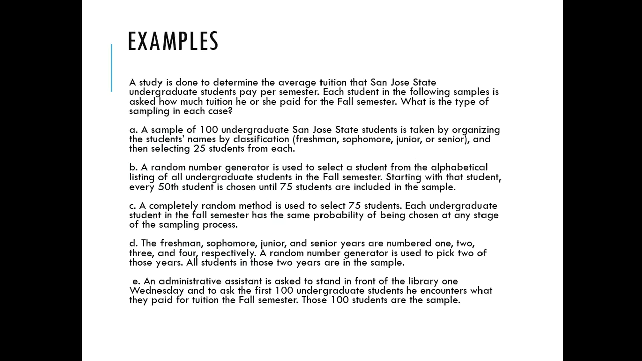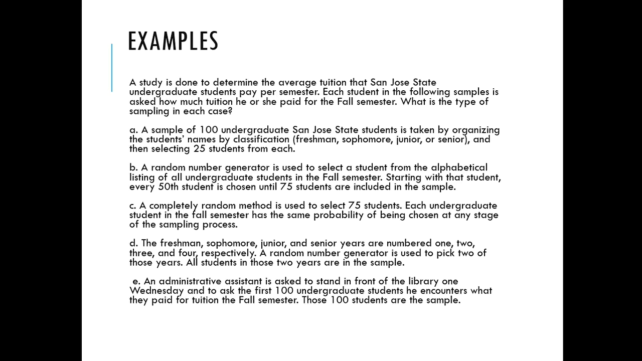So let's look at some examples. A study is done to determine the average tuition that San Jose State undergrad students pay per semester. Each student in the following sample is asked how much tuition he or she pays for the fall semester. What is the type of sampling in each case? A, a sample of 100 undergraduate students is taken by organizing the names of the students by classification: freshman, sophomore, junior, senior, and then they select 25 students from each.